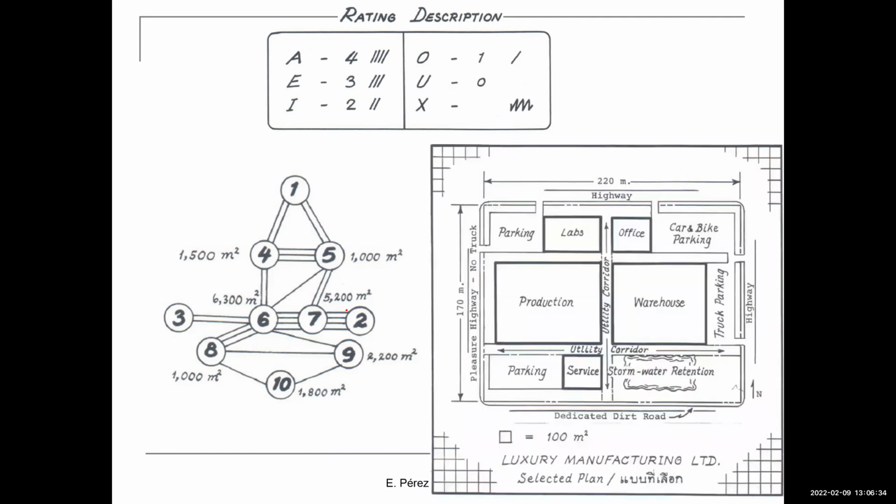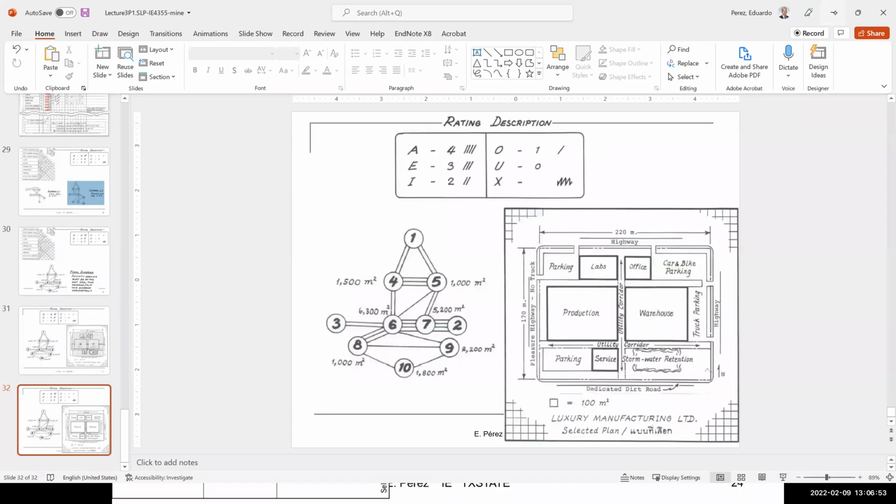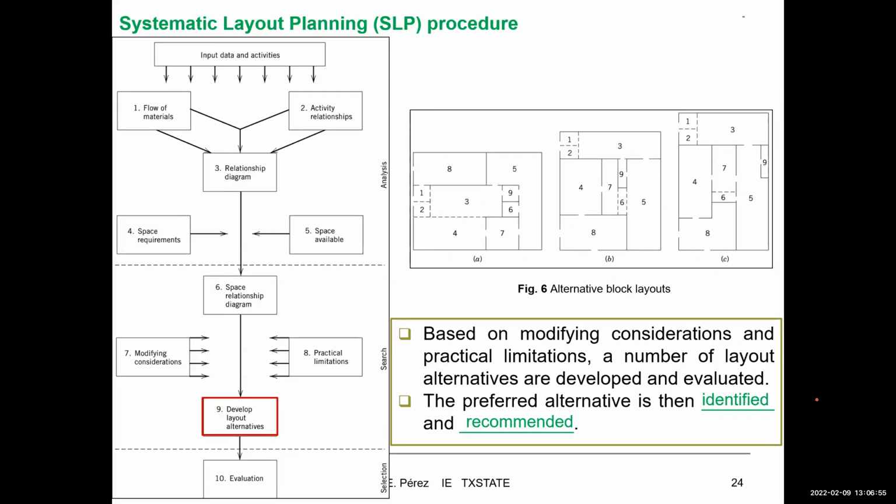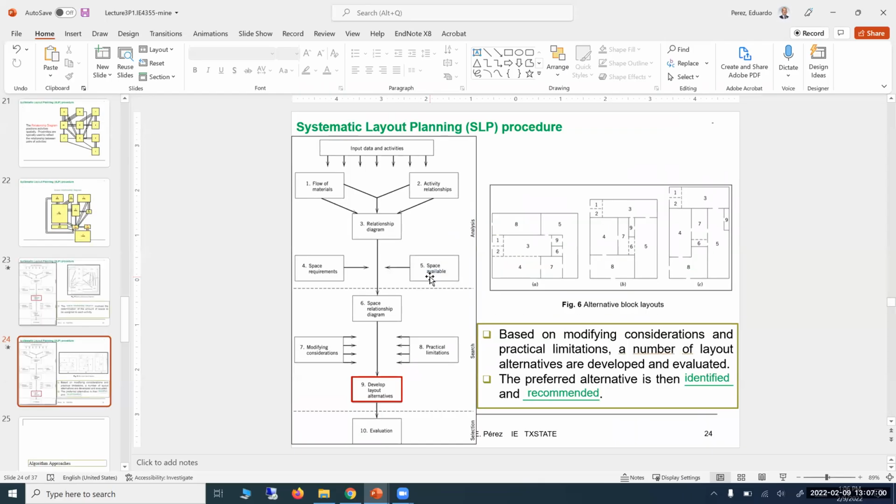Good. So here's the final layout, including those areas: stormwater retention, parking, car and bike space, parking space. And that's the final slide. Then we can go back to this one. So that's for the SLP.